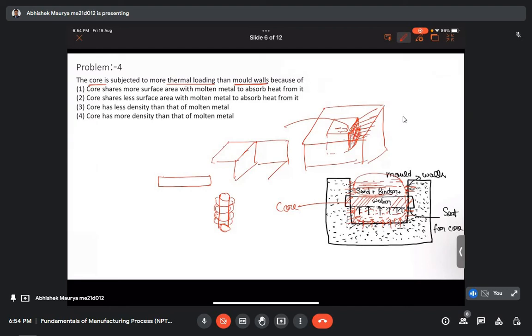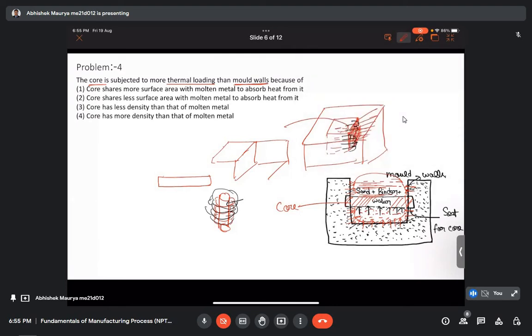And now what will happen? Heat transfer will take place from the molten metal to the right side of the wall from the one side. But the core is surrounded by the molten metal from all sides. So what will happen? The heat will try to enter from the molten metal.